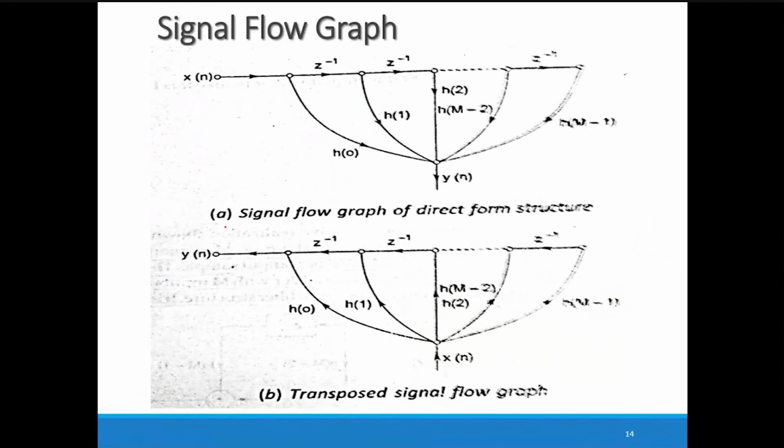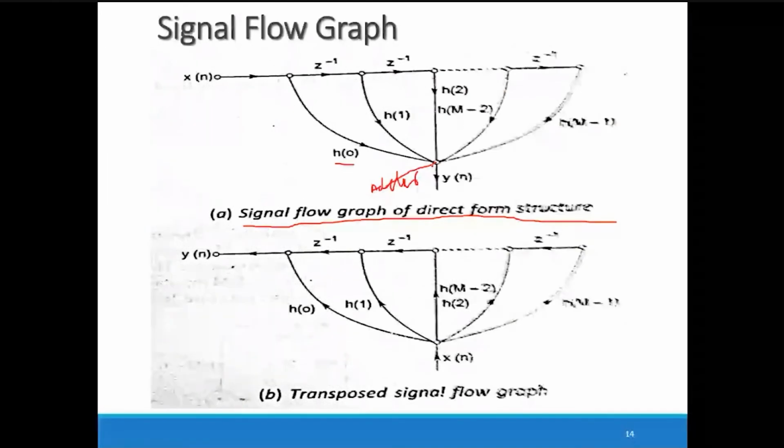It is easy to understand from the signal flow diagram, that's why I drew it here. This is the signal flow diagram of a direct form structure. I use a multiple input adder here. x of n is multiplied with H0 and added, then it is delayed by 1 unit, multiplied with H1, and added. Here you apply the input and here you get the output. So this is the direct form structure represented using a signal flow graph.